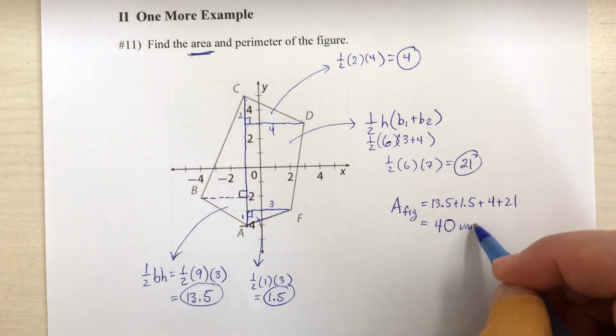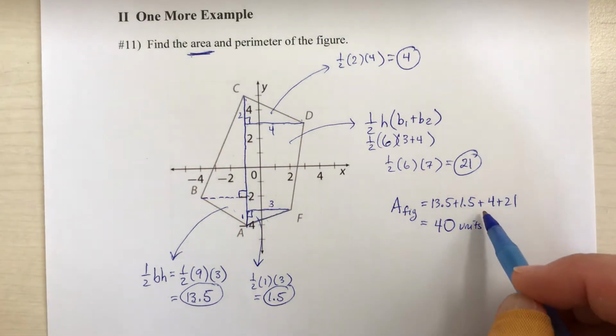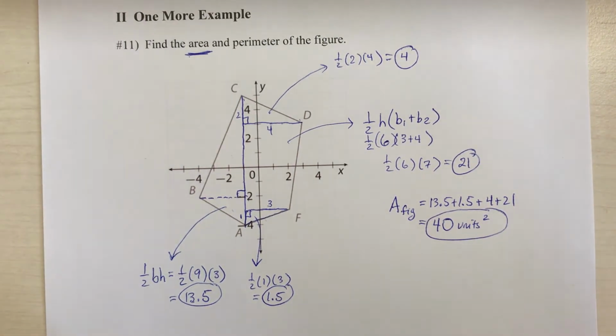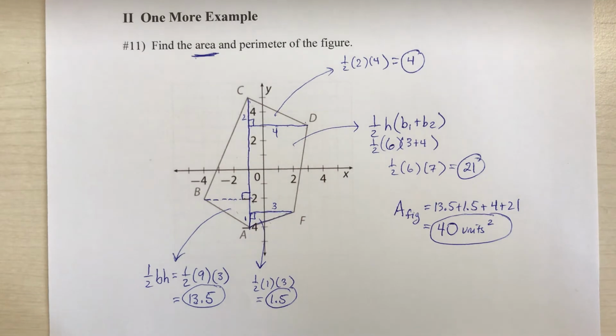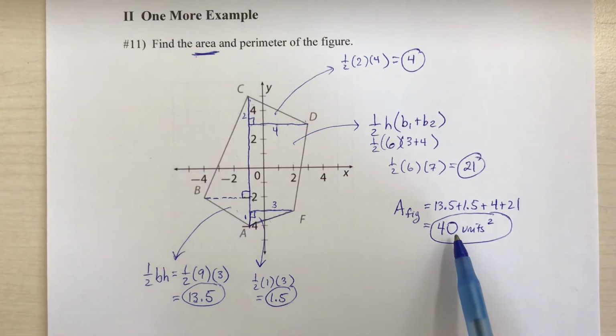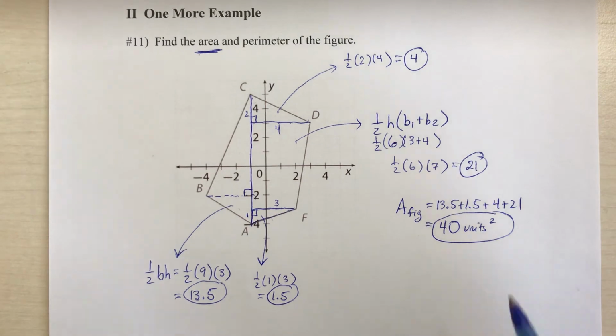And this would be units squared. So there's our area. That's our answer. But there are other ways to have done this. If you divided this differently, you may have, hopefully you also got 40. If you did, then what you did was correct.